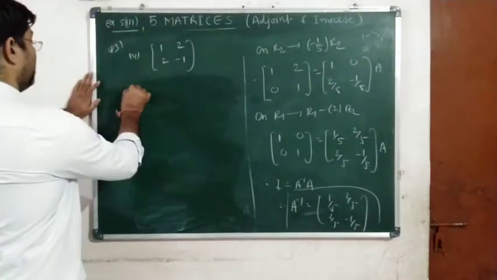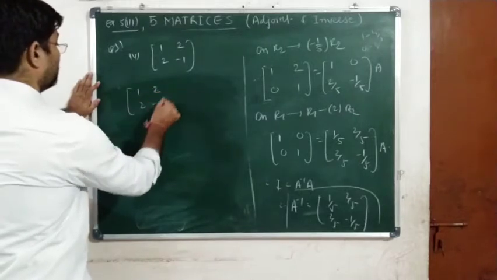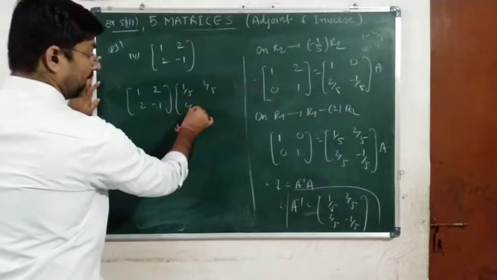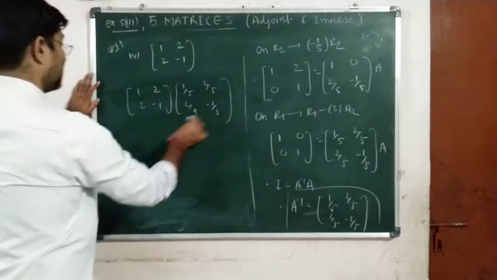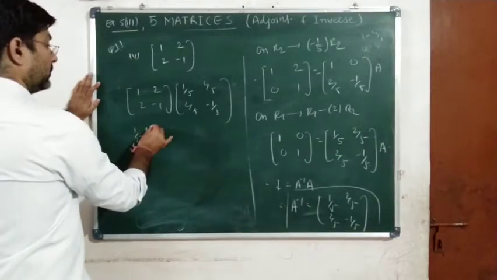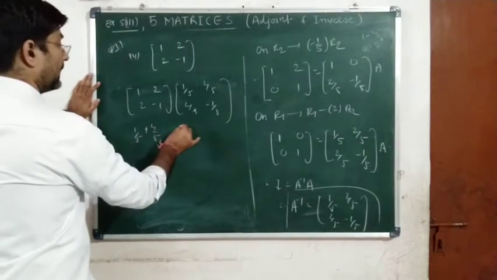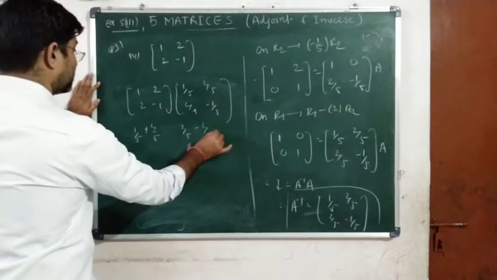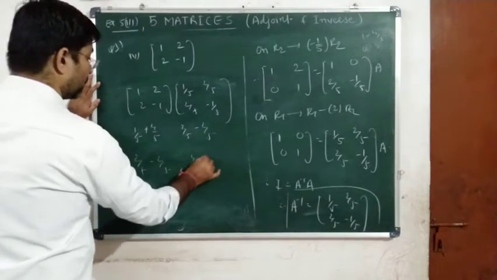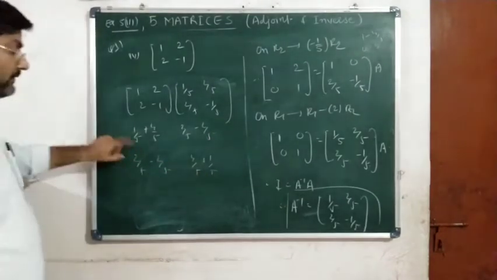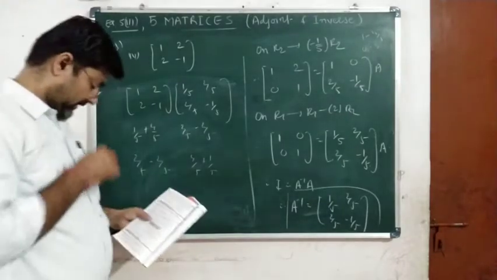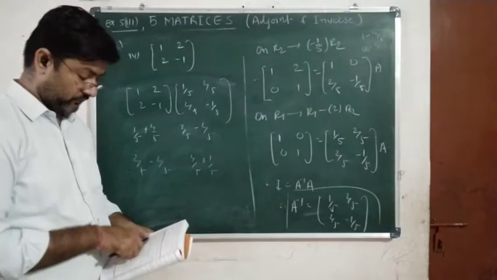Okay, so A is [1, 2; 2, -1] and [1/5, 2/5; 2/5, -1/5]. So 1/5 plus 4/5, 2/5 minus 2/5, 2/5 minus 2/5, 4/5. Yes, so we are getting [1, 0; 0, 1]. So our answer is correct. So let us make the correction in the textbook also.